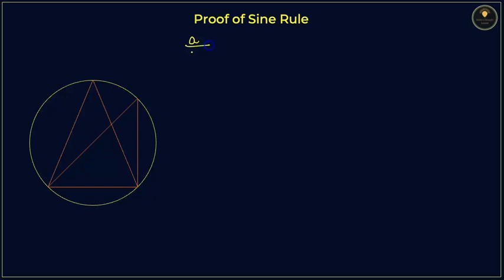If I write a by sine A, that is equal to b by sine B, that is equal to c by sine C, and this is equal to 2r, where r is the circumradius. Now I will take three types of triangle whenever we are proving the sine rule.